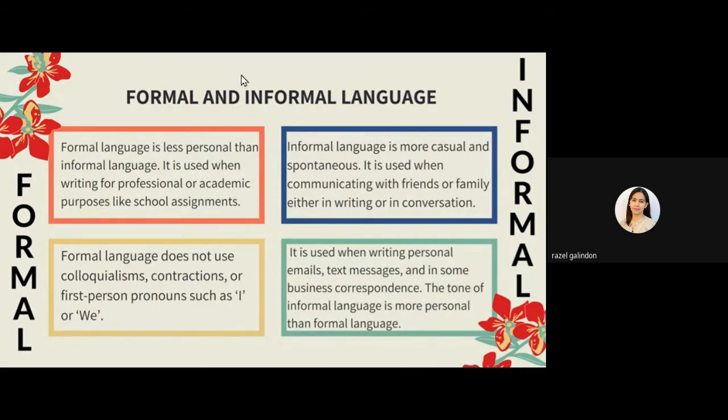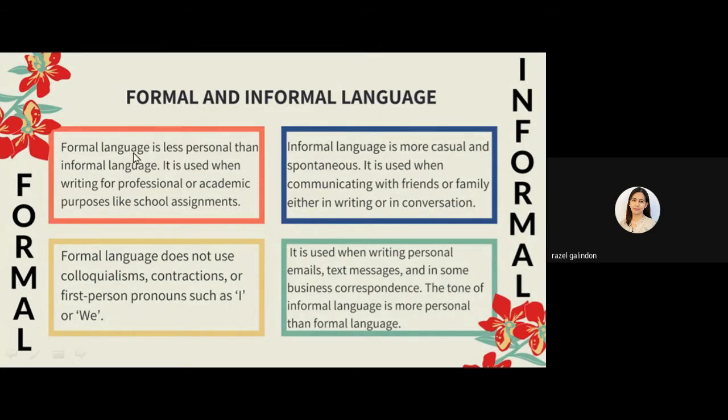But you can use informal language on the right side. Informal language is more casual and spontaneous. It is used when communicating with friends or family, either in writing or in conversation. So again, we use formal language for academic purposes or let's say for job requirements. But if you are just going to submit a paper for your friends or family or someone who is close to you, you can use informal language.